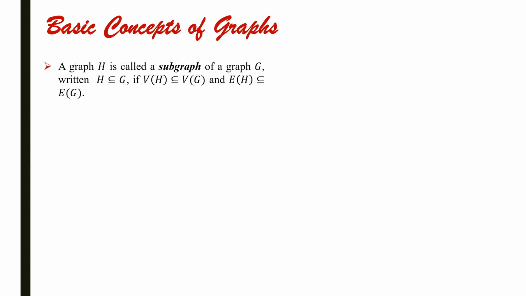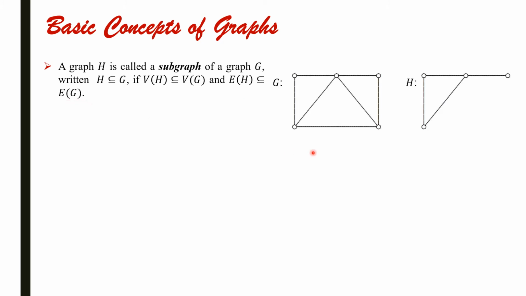Now, a graph H is called a subgraph of a graph G, denoted by this notation, if the vertex set of H is a subset of the vertex set of G and the edge set of H is a subset of the edge set of G. Here is an example. Notice that the vertices and edges of H are all in G. In this case, H is a subgraph of G.